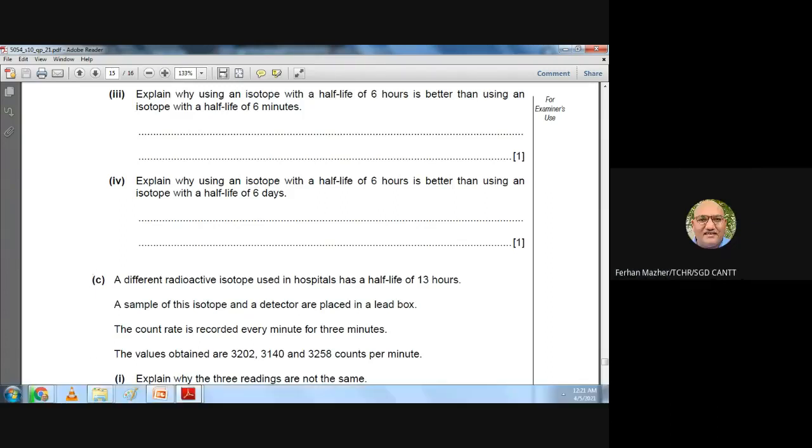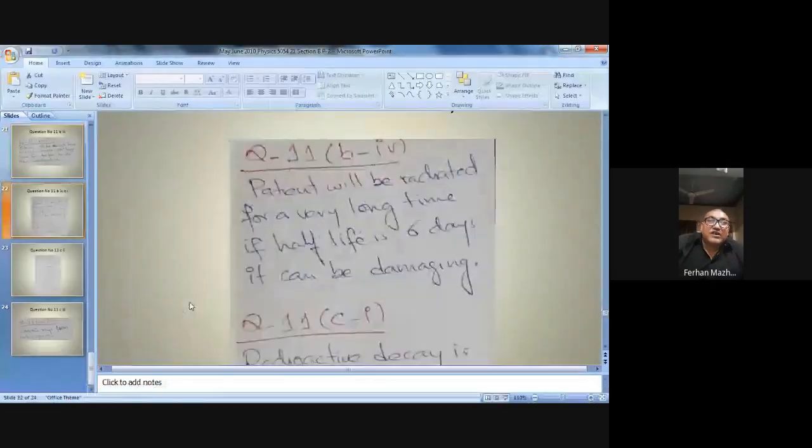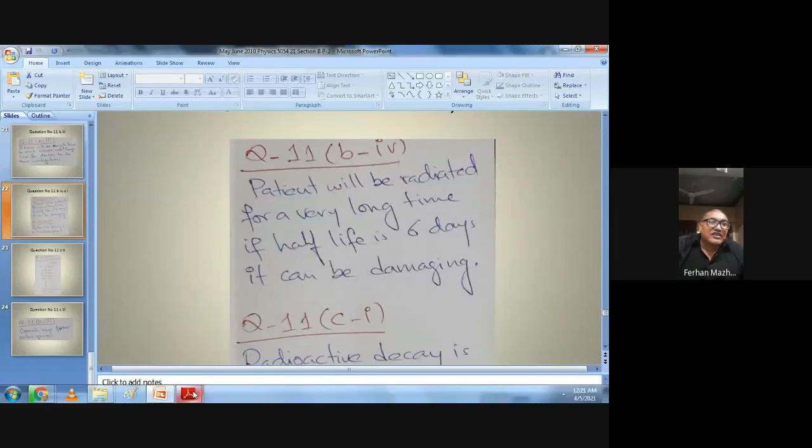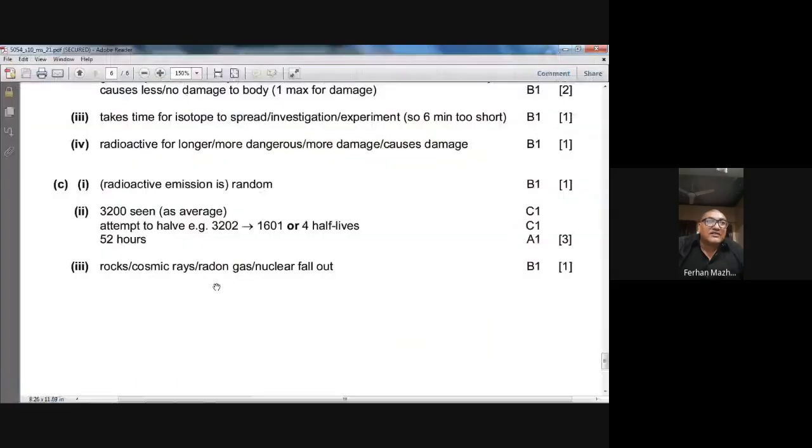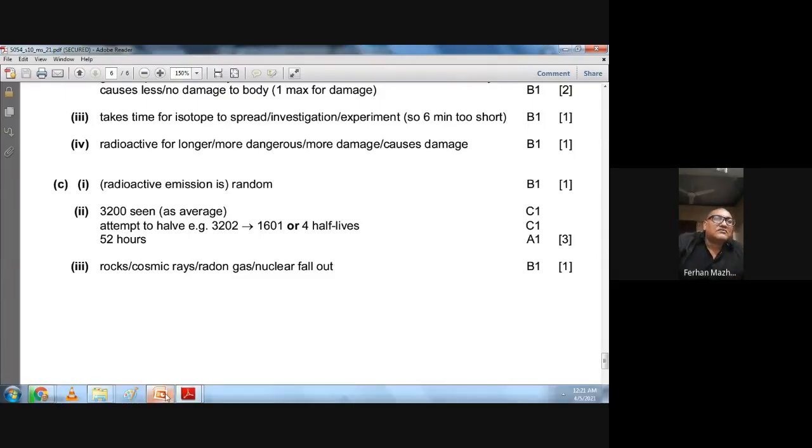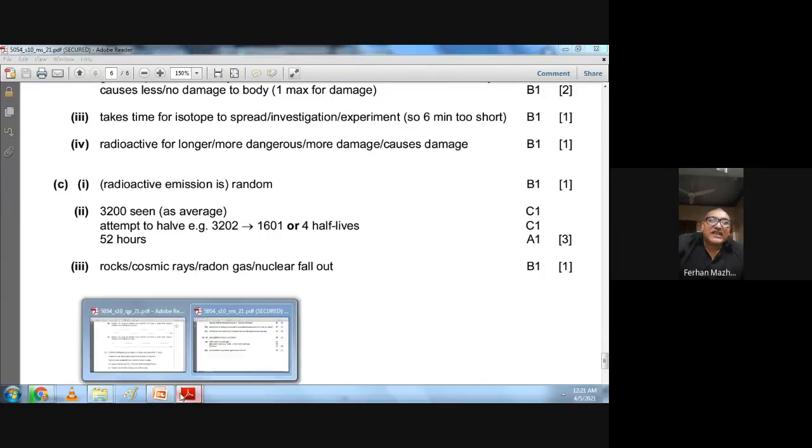Okay, let me read my answer. It says the patient will be radiated for a very long time if the half-life is 6 days. That long exposure to the radiation can be damaging. Let's check the marking scheme. The person will remain radioactive for a longer time. That will be more dangerous and causes more damage. So it's better to use a sample whose half-life is just 6 hours.